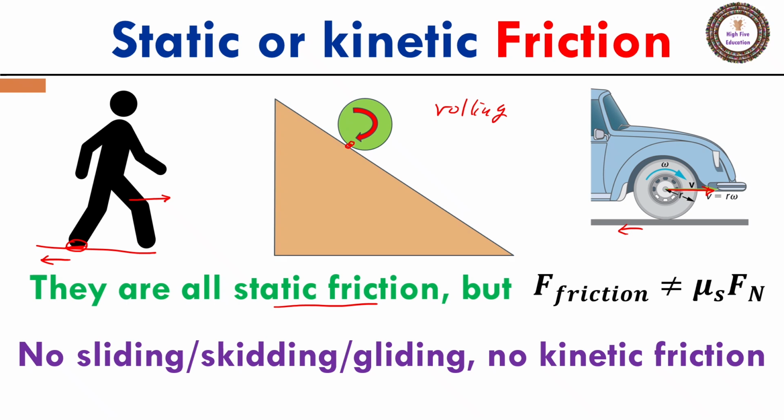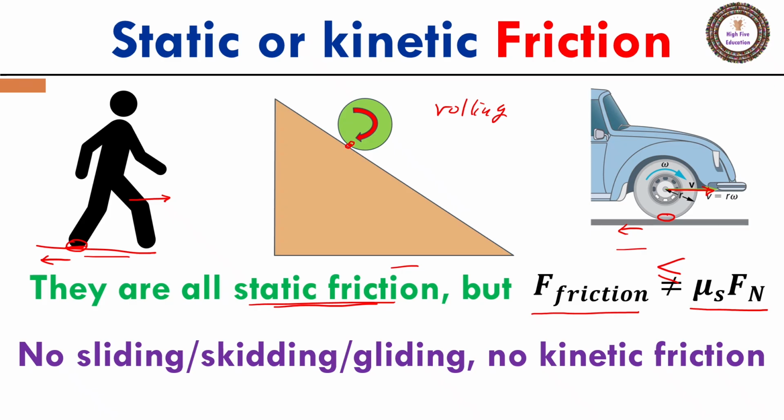And between the car and the road, there's no slipping. There's no gliding. In other words, there's no real relative motion. It only has a potential relative motion. So that's why under all three situations, everything is static friction. But why am I saying the friction force does not equal mu s times Fn? Because we know this static friction force is smaller than or equal to this maximum static friction force. So you can only know the real value if you have more information.